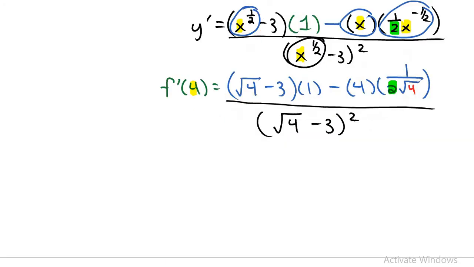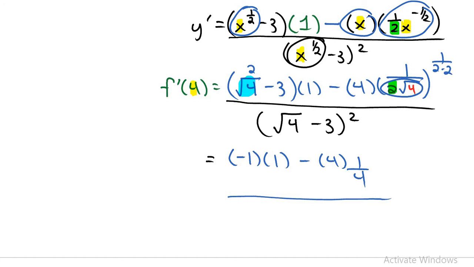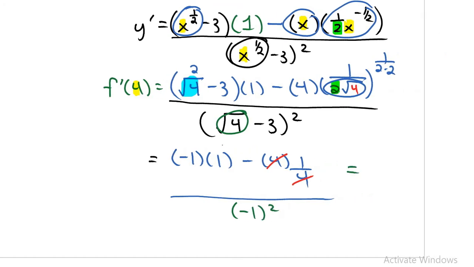And now you have to go out and evaluate this. So root 4 here is going to be 2, so 2 minus 3 is going to be negative 1 times the 1 minus 4 times, well, this expression right here, that's the same thing as 1 over 2 times 2, which is 1 over 4. And you'll notice that this 4 and that 4 will cancel off, giving you just the 1 now. And on the denominator here, root 4 is 2, so 2 minus 3 is going to be negative 1 all squared. Now if I keep on evaluating this, let's go ahead and finish this off.